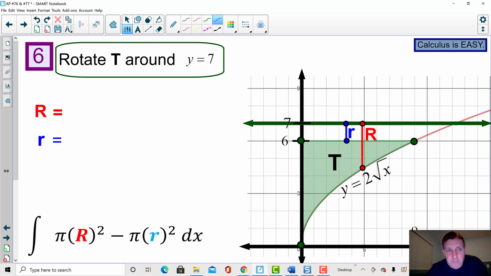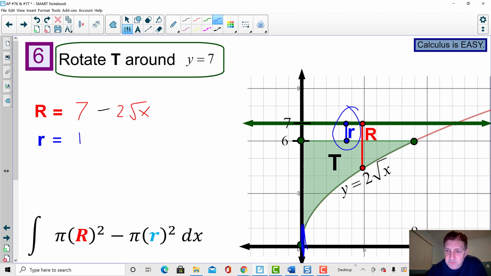Number 6, we're going to rotate region T around the line y equals 7. Here's our big radius. We've got to do top minus bottom. The top is 7, and we do minus, and the bottom is 2 root x. Okay, for the little radius, it's just going to be 7 minus 6. So the little radius is always going to equal 1.